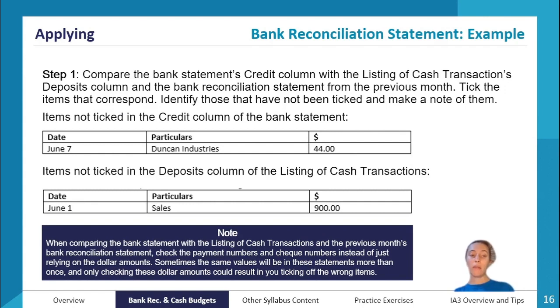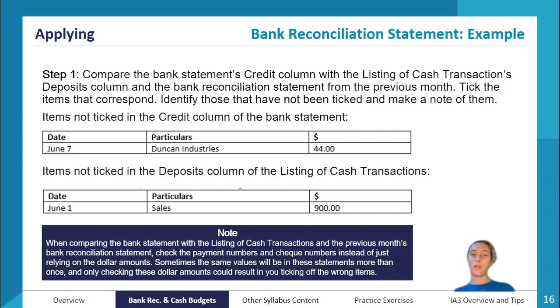Now, something to note here, when you're comparing the bank statement with the listing of cash transactions and the previous month's reconciliation statement, make sure you're looking at more than just the dollar amounts. So you can see when I was reading that out then, I wasn't just looking for $44 or $900. I was looking at the particulars as well and the date. So you can also look at check numbers and payment numbers, so you can make sure that you're not getting mixed up between different things.